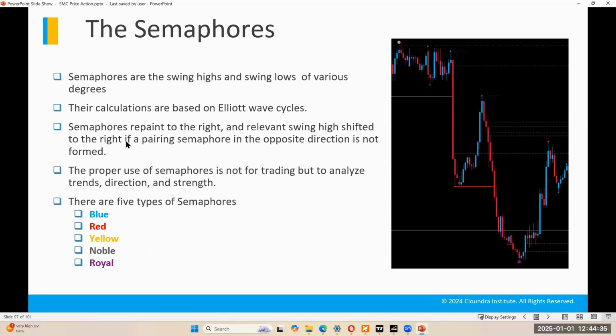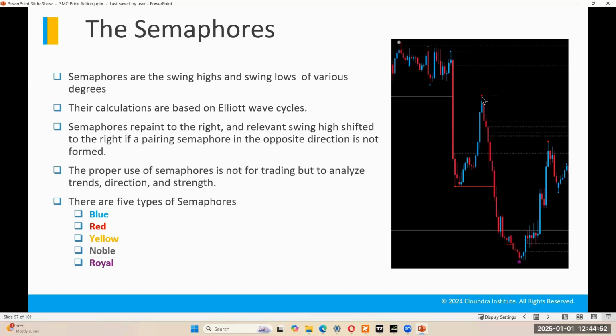Semaphores repaint to the right, and the relevant swing high shifted to the right if a pairing semaphore in the opposite direction is not formed. What does it mean by that? For example, we come down right up here and we got a red semaphore.